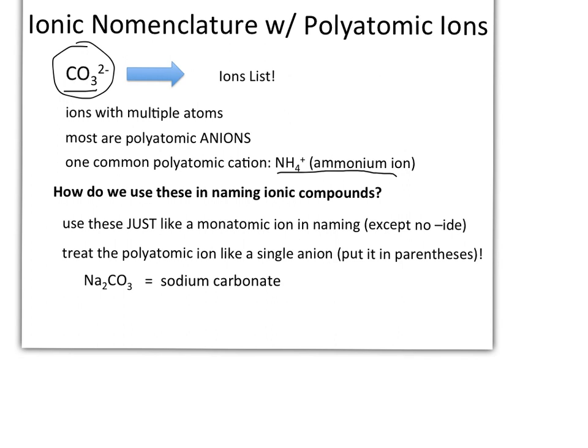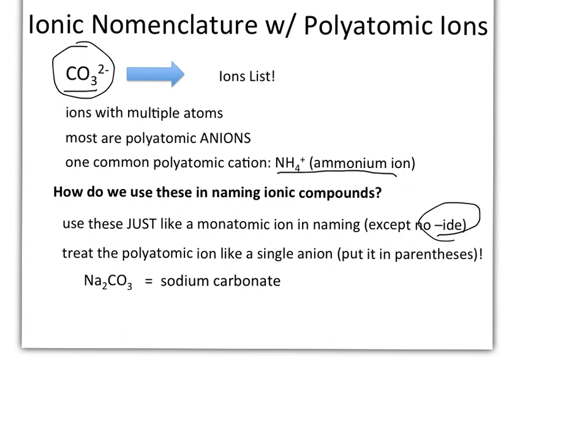So how do we go about naming ionic compounds that contain polyatomic ions, and how do we write formulas, etc.? Okay, well, basically you follow the exact same rules as the monoatomic ion naming that you've been doing up until now. The only difference is that you do not create an IDE ending.